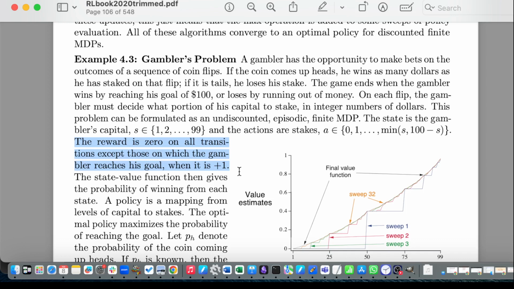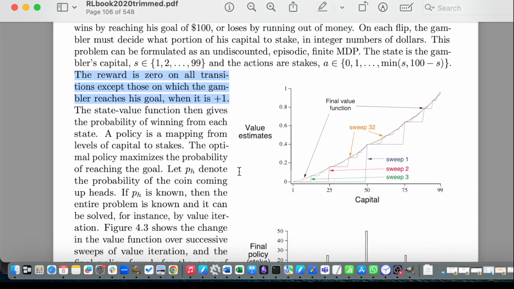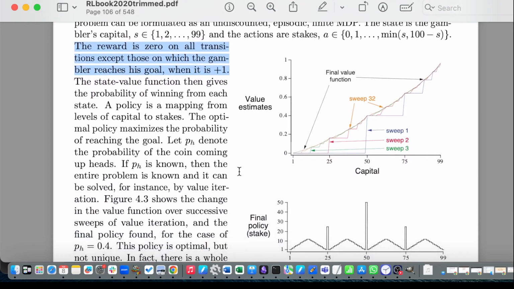The point is, he's trying to get to the end, trying to maximize that probability. Because he gets a reward of +1, the expected reward is the probability of getting to the end. That's something we talked about. Okay, let's keep reading. The state value function, that's the value function V, gives the probability of winning from each state, right? That's exactly what I just said.